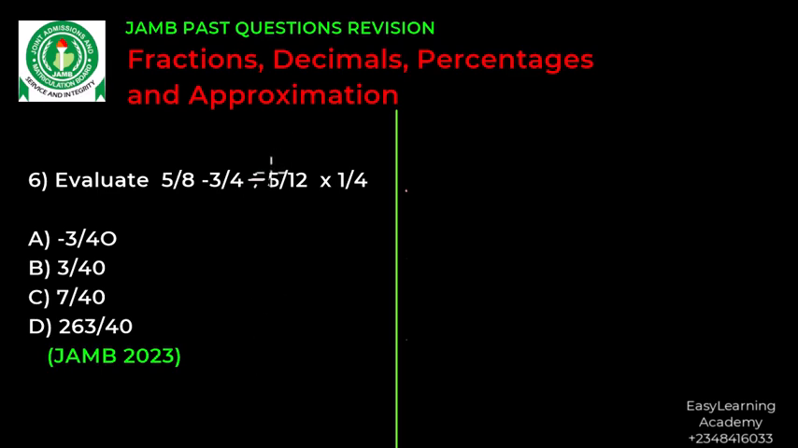Welcome to class. We have a question here from JAMB 2023, and the question is: evaluate 5 over 8 minus 3 over 4 divided by 5 over 12 times 1 over 4. As usual, please pause the video, try to solve it so we can compare our answers together.